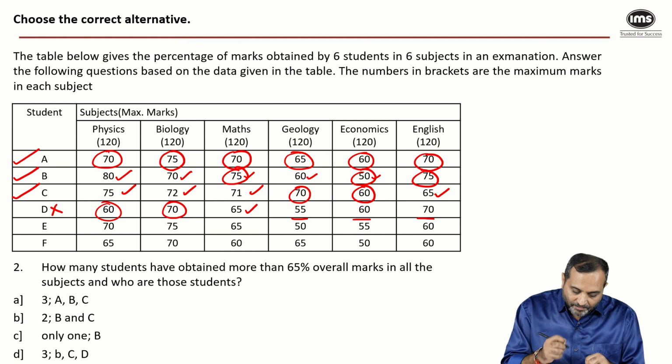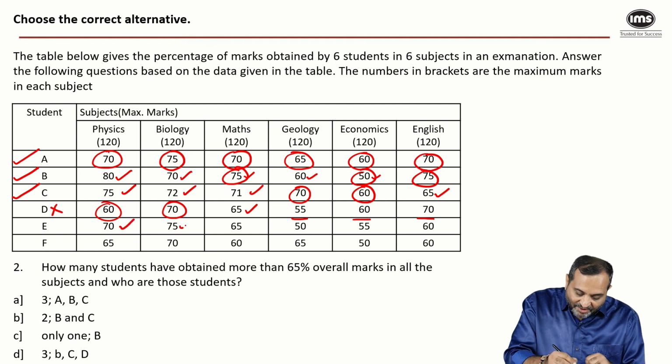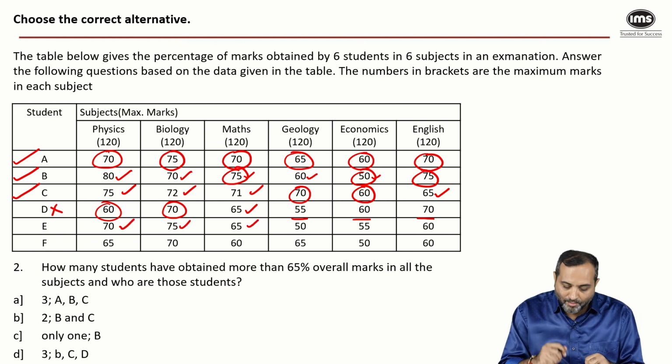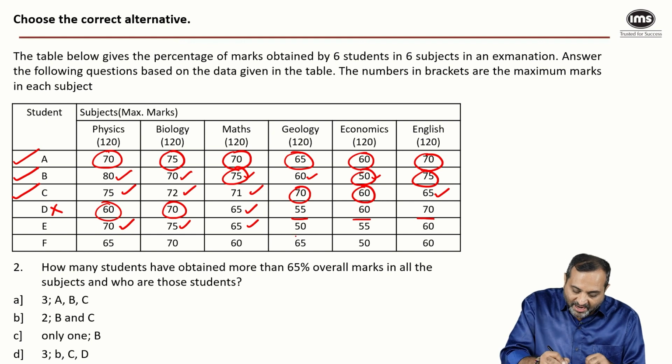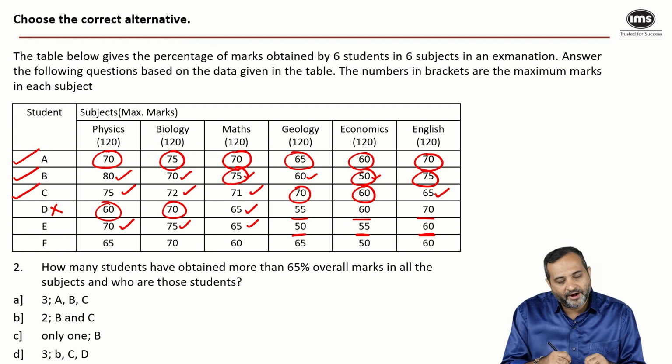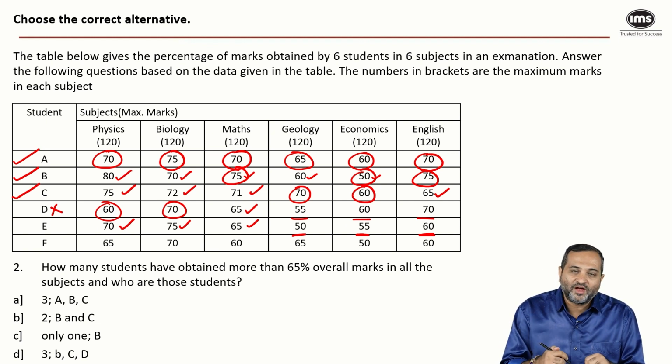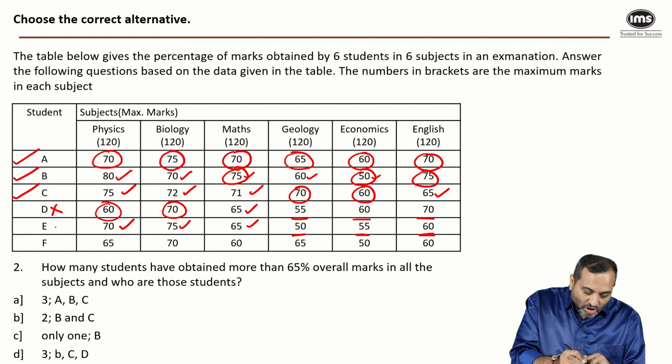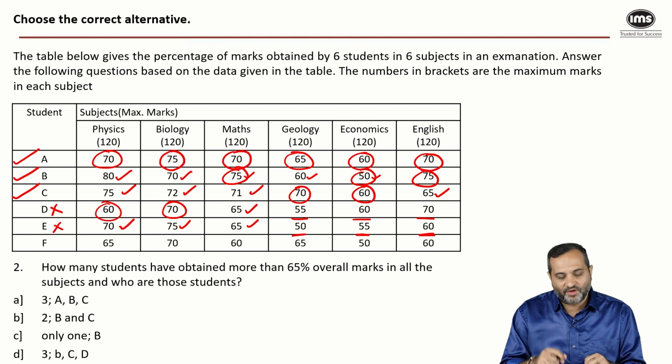Let's look at E. 70, 75, 65. All these are more, so good enough. Can I once again see the addition of these 3 subjects? 60 plus 50, 110. 110 plus 55 is just 165. I'm not reaching 195. So E will also not satisfy.